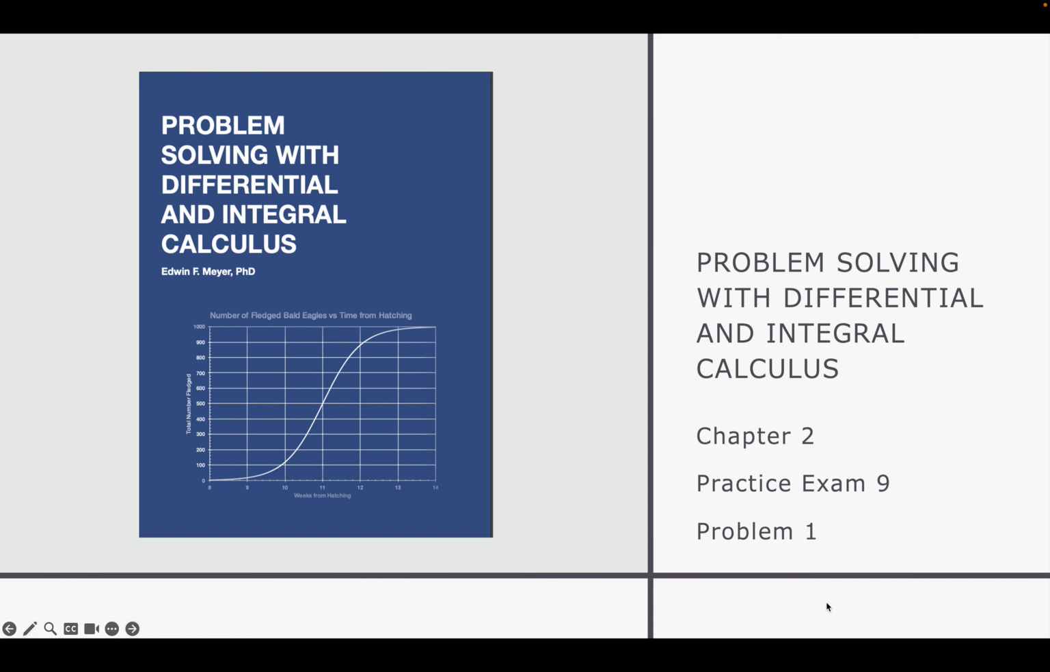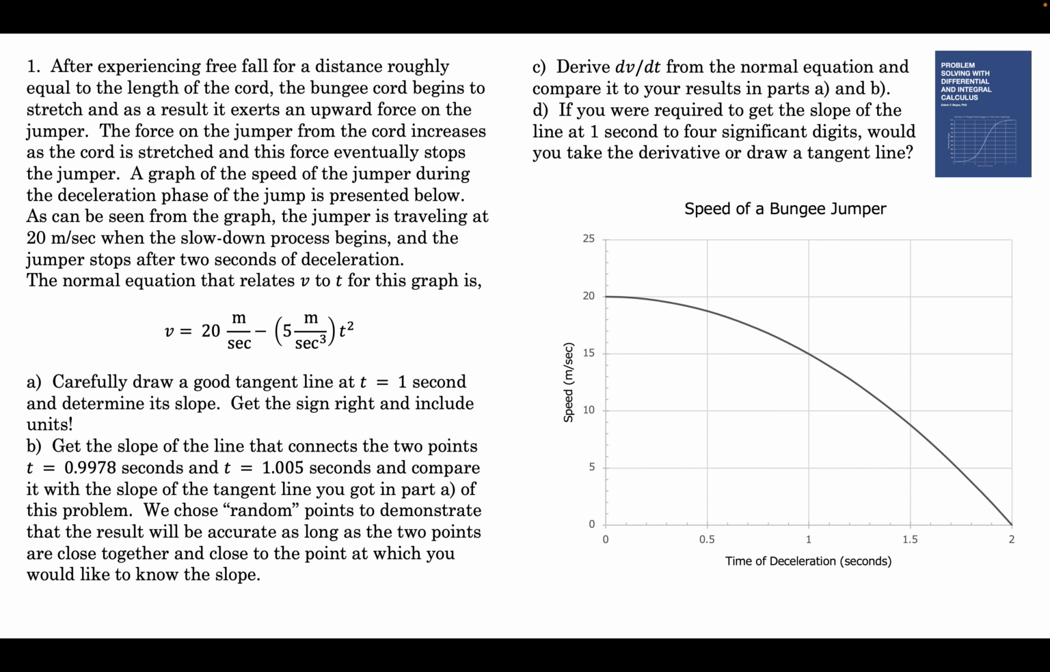This is problem 1 on practice exam 9 of chapter 2 in the book Problem Solving with Differential and Integral Calculus. We have a bungee jumper, and time equals 0 is when the bungee jumper starts to slow down. So this is not from the jump. The cord has caught, and this is the slow down phase. The jumper starts at 20 meters per second on the way down, and then the cord stops the bungee jumper in 2 seconds. The speed is 0 after 2 seconds.